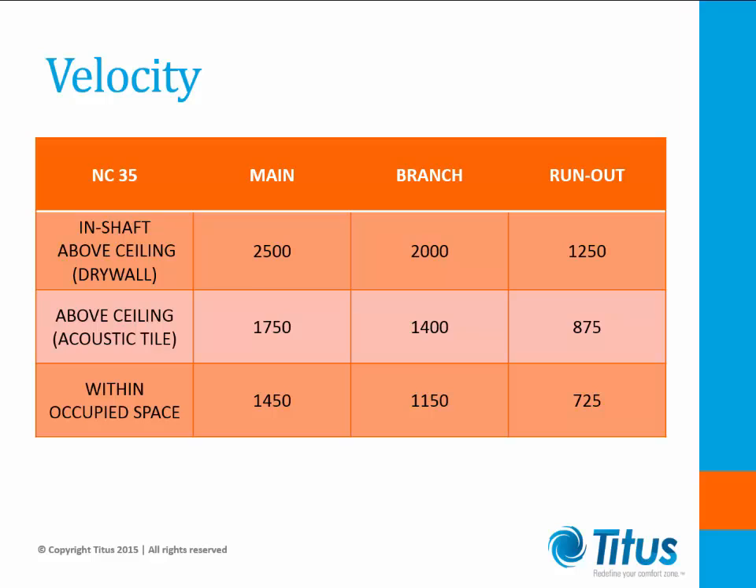ASHRAE provides detailed guidance for suggestions on maximum allowable velocities by Design RC in Chapter 48 of the Applications Handbook. It is a good reference, and I would highly suggest reviewing it for additional information.